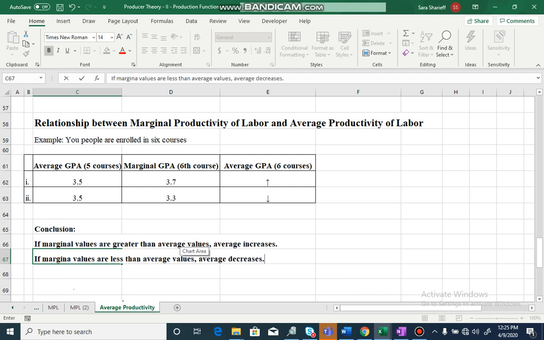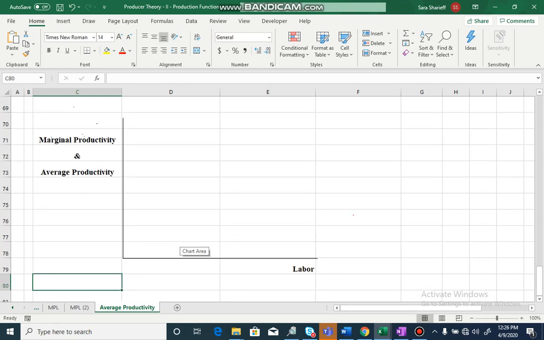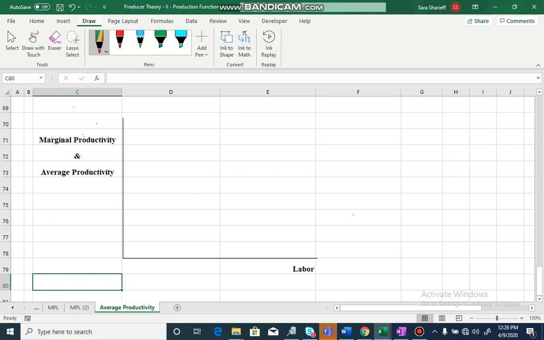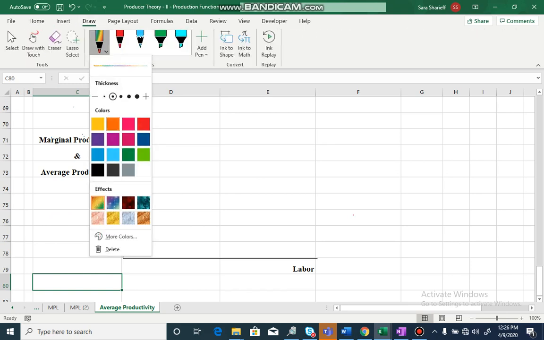Now we are going to use the same concept to plot our marginal product curve and average product curve. On the vertical axis we have marginal productivity and average productivity because we are plotting both these curves together. On the horizontal axis I have taken labor. I have already told you that in every type of product curve, total product curve, marginal product curve, average product curve, you always take units of variable input on the horizontal axis, and our variable input is labor, right? I am going to use a pencil to draw the curve.